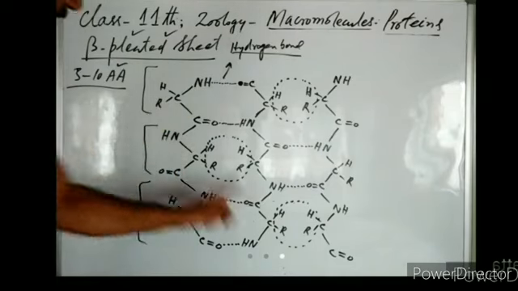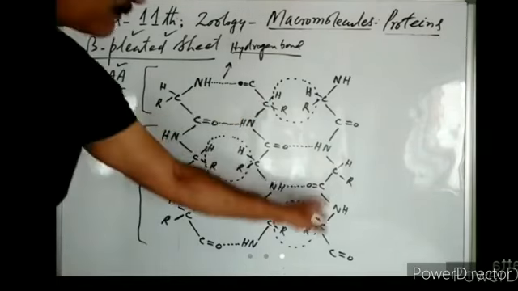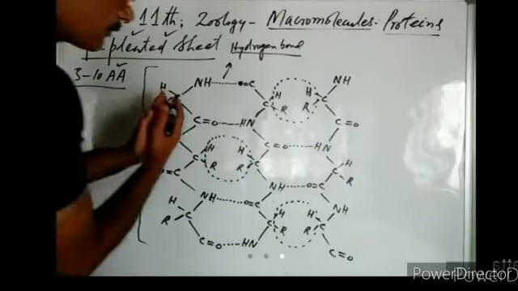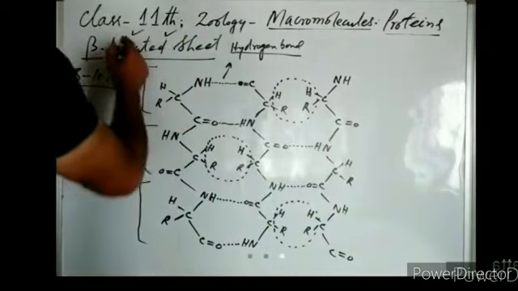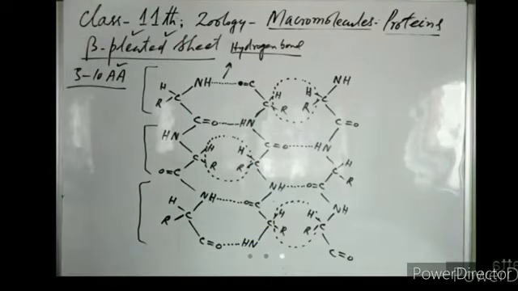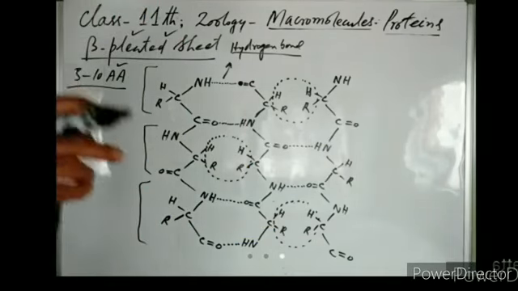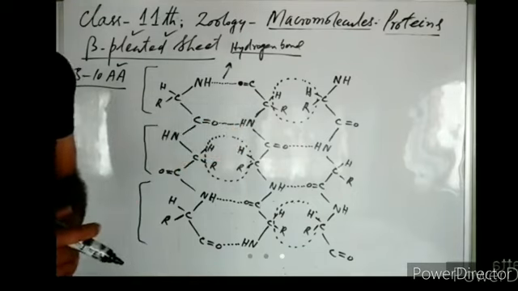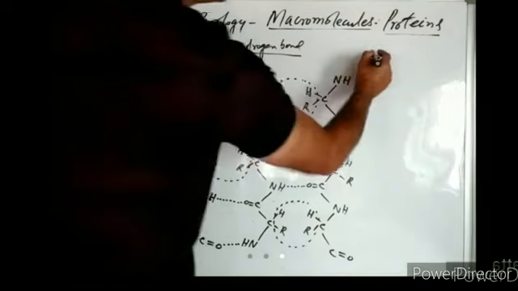Another peptide chain may be 3 to 10 amino acids long. This peptide chain may also be 3 to 10 amino acids long. So in this way, they form an extended sheet-like structure, and this sheet-like structure is known as beta-pleated sheet. So which protein exists in this beta-pleated structure? Have you heard about the fibroin protein of silk?